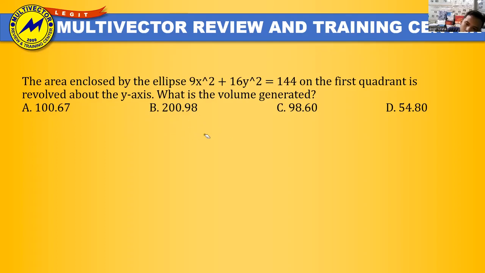So what you'll do is multiply both sides by 1 over 144, so the right side cancels. 9 divided by 144, or 144 divided by 9, is 16. So x squared over 16 plus y squared over 9 is equal to 1.